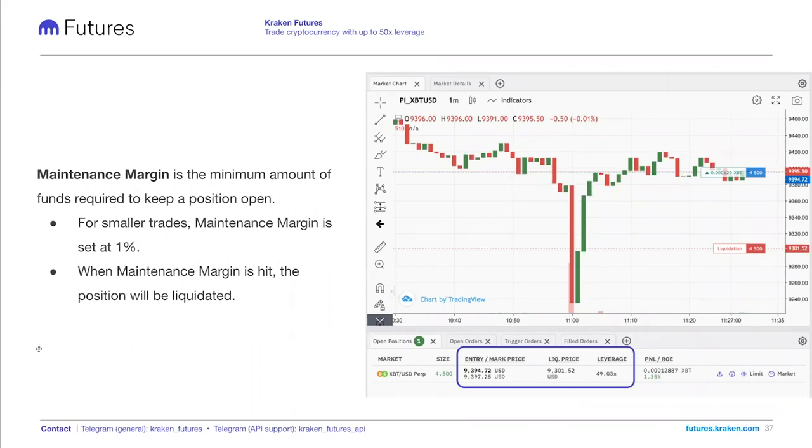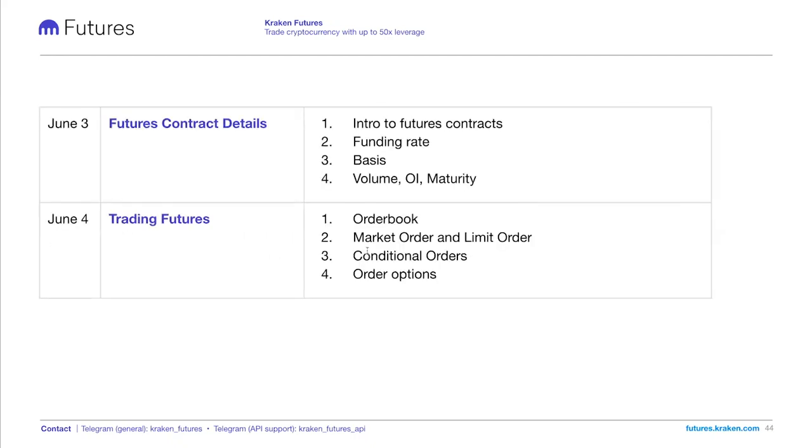What does it mean, reduce only? Good question. So that's actually something we're going to be covering on Thursday in more detail. It's a conditional order type. I'll show you how to do it in the demo now, but we'll be going through all of the conditional order types in more detail on Thursday. So let's leave that one up there, and I can show it to you in the demo in a second.